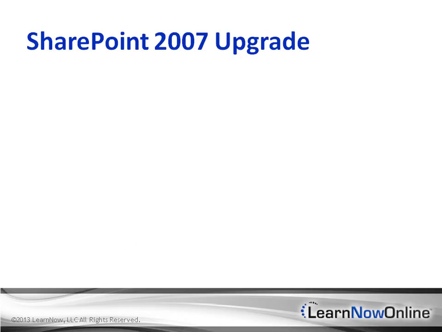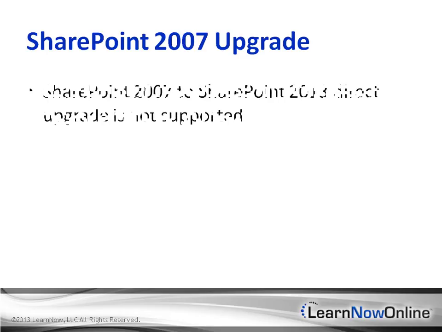Now, if you're on SharePoint 2007 and you're looking to upgrade to SharePoint 2013, I've got to let you know that a direct upgrade from 2007 to 2013 is not supported. This is because there is such a difference moving from 2007 to 2013 that there were too many different scenarios. There were too many different paths.